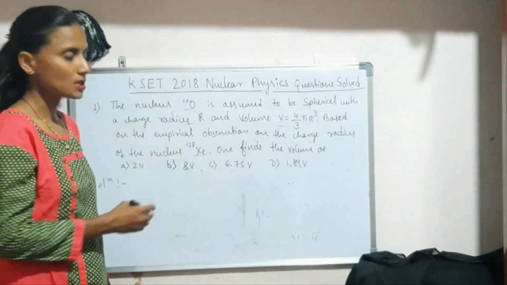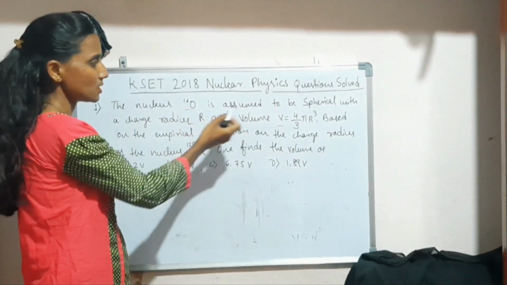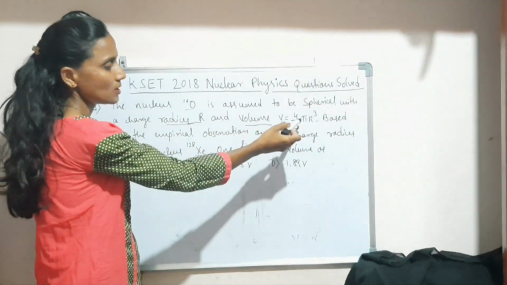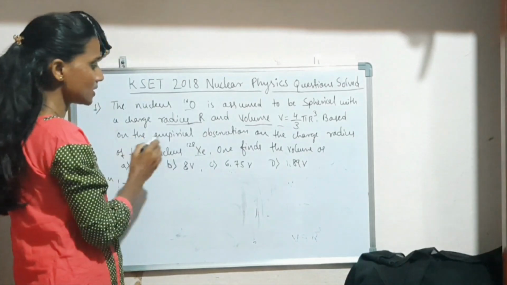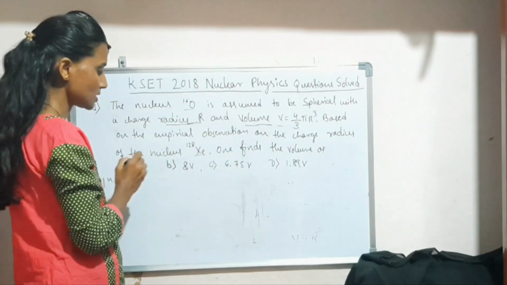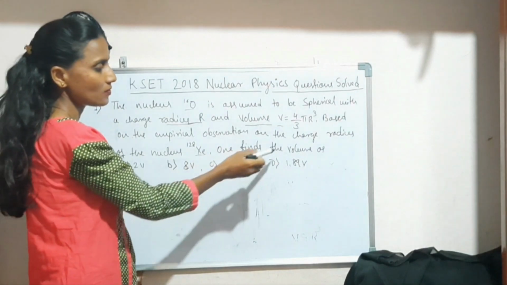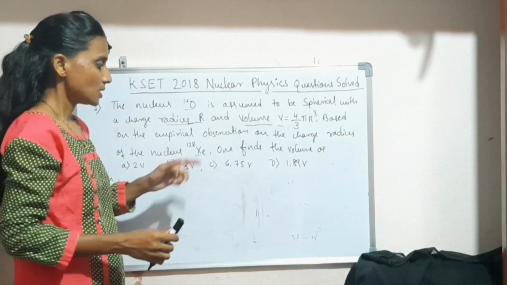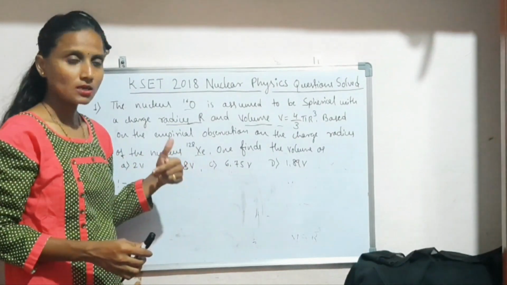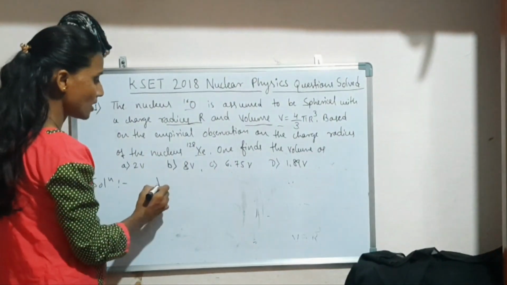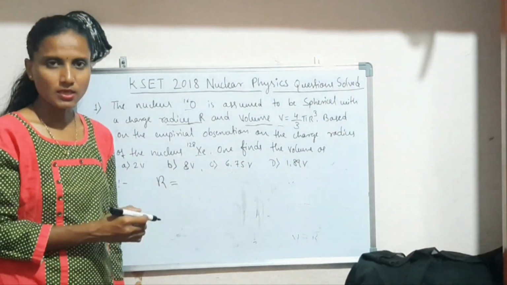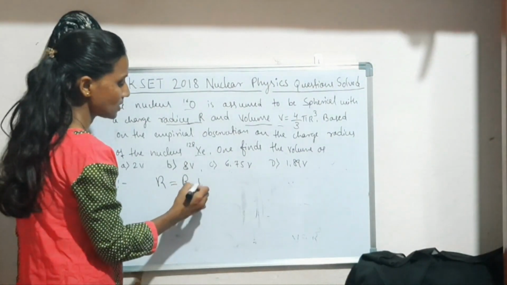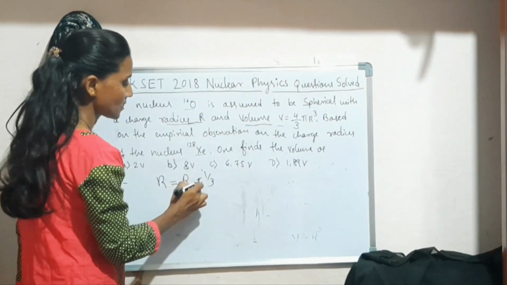So the first question is, the nucleus of oxygen is assumed to be spherical with a charge radius r and volume v. Based on the empirical observation on the charge radius of the nucleus xenon, one finds the volume as. So we have to find out here volume of xenon with respect to oxygen. So we have the equation for radius in case of nuclear physics, that is r equal to r naught into a to the power 1 by 3.